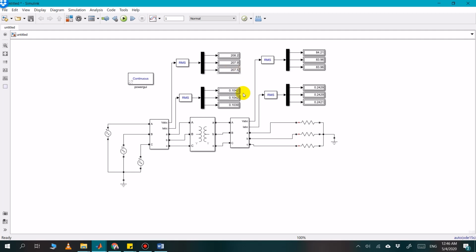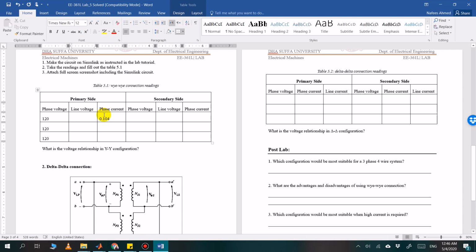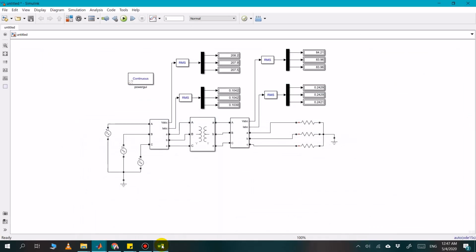The phase voltages and line voltages are different in Y configuration, but the phase current and the line current are the same. So this is why in the Y-Y connection we have the same phase and line current. That's why you have only a single type of current here, but we have different phase voltage and different line voltage. So this is 208, and so on. So fill up this whole table and then simply answer it. What is the voltage relationship in the Y-Y configuration? Okay, so this is all about Y-Y configuration.